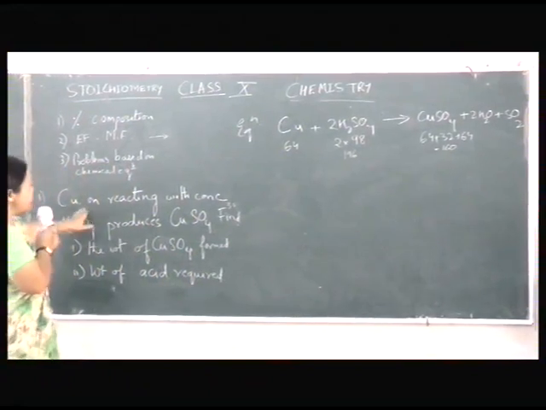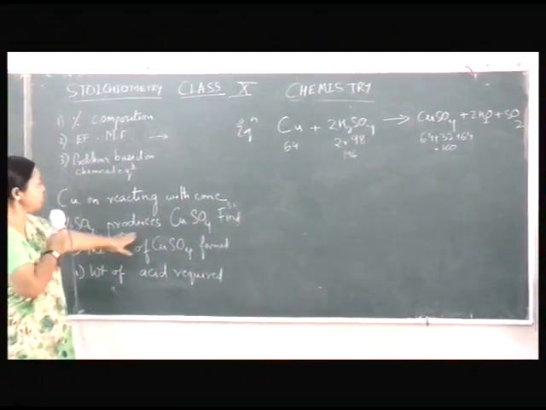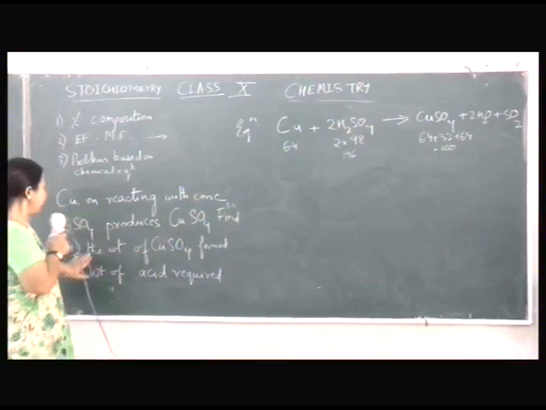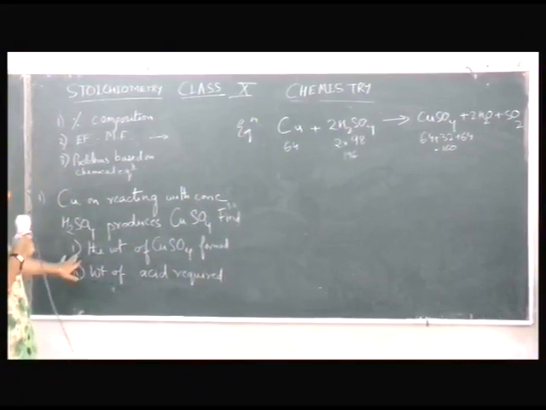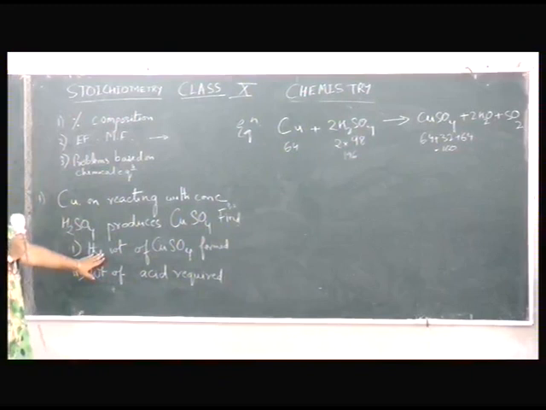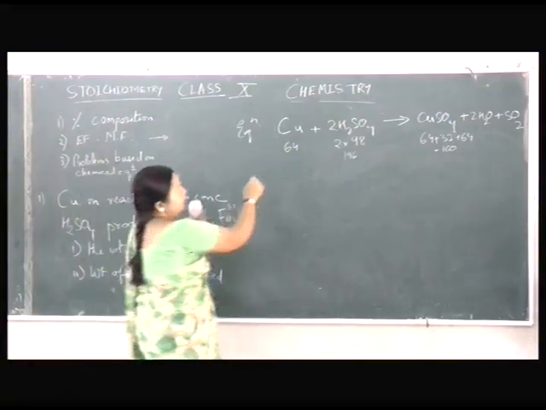The question says copper on reacting with conc H2SO4 produces copper sulfate. Find the weight. What are the two things that you have to find? The weight of copper sulfate formed as a product and the weight of acid required to react with copper. So here your weights will be given to you.